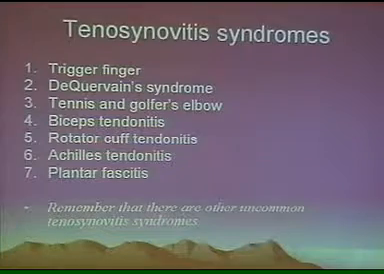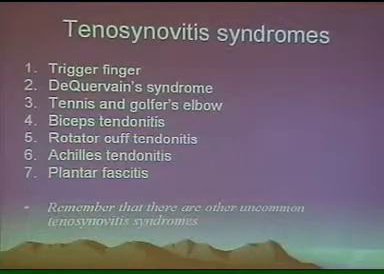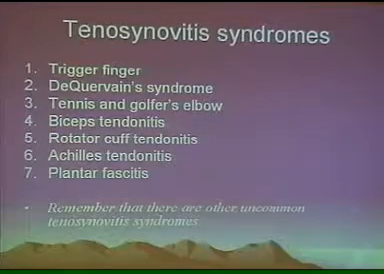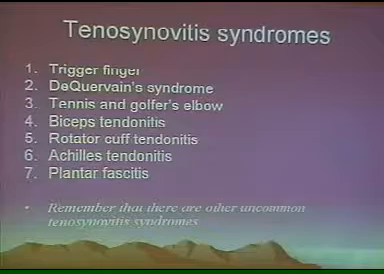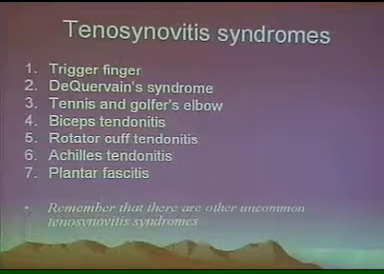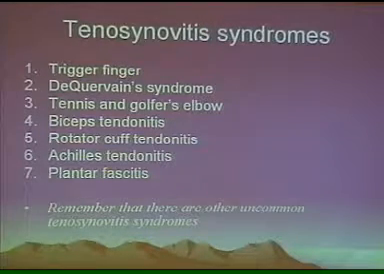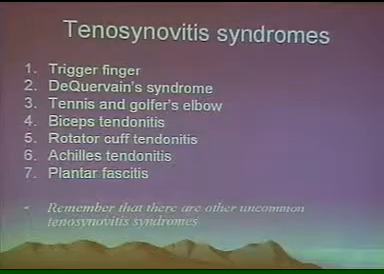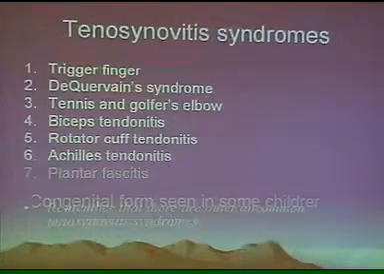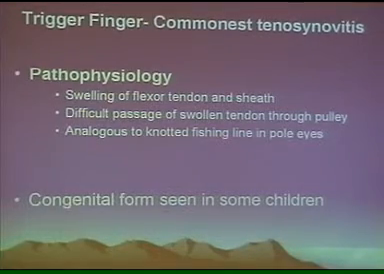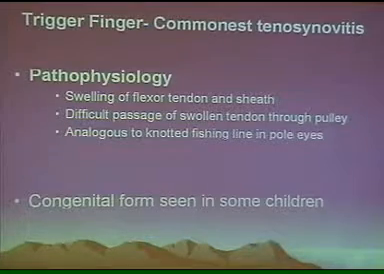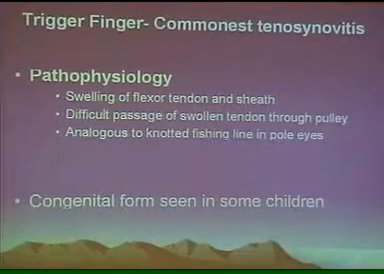Tenosynovitis syndrome. There are a lot of tenosynovitis syndromes, but the most important which we encounter are trigger finger, de Quervain's, tennis and golfer's elbow, biceps tendinitis, rotator cuff tendinitis, Achilles tendinitis, and plantar fasciitis. Though it's a fasciitis, pathologically it's the same entity which we see in tenosynovitis. Next, please. Trigger finger. This is a very common problem, and I think it's the most common tenosynovitic problem which we encounter.